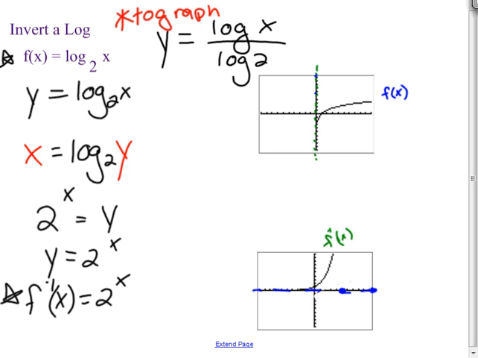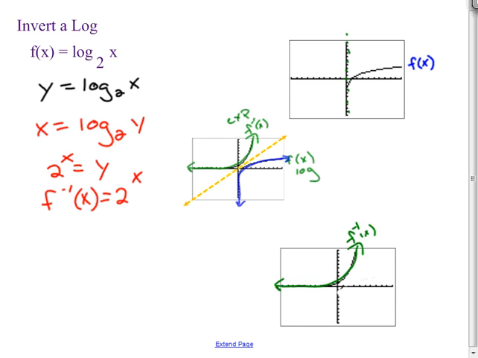Okay. Now let's put them together. And when I put them together, I now have a line of reflection in there. So in this middle graph now, I have both of these. My log, which has my vertical asymptote, my exponential, which has my horizontal asymptote, they reflect over that line y equals x.